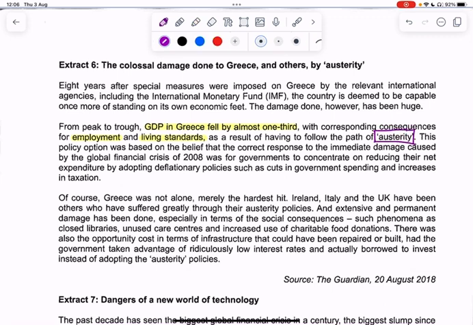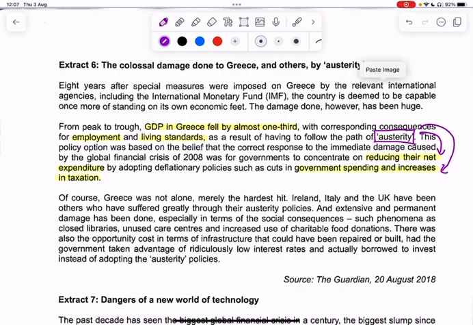The policy option was based on the belief that the correct response to the immediate danger caused by the global financial crisis was for governments to concentrate on reducing their net expenditure by adopting deflationary policies such as cuts in government spending and increases in taxation. So you realize that Cambridge is actually very nice here because even if you didn't know what austerity was, they gave you very clear hints that austerity means that the government wants to concentrate on reducing their expenditure, maybe through a decrease in G or an increase in tax.